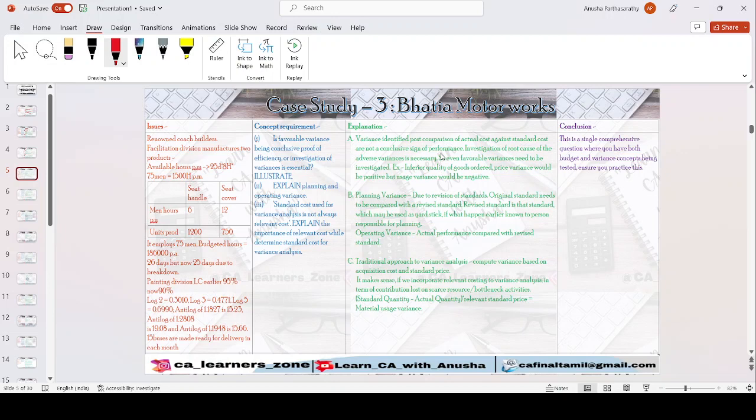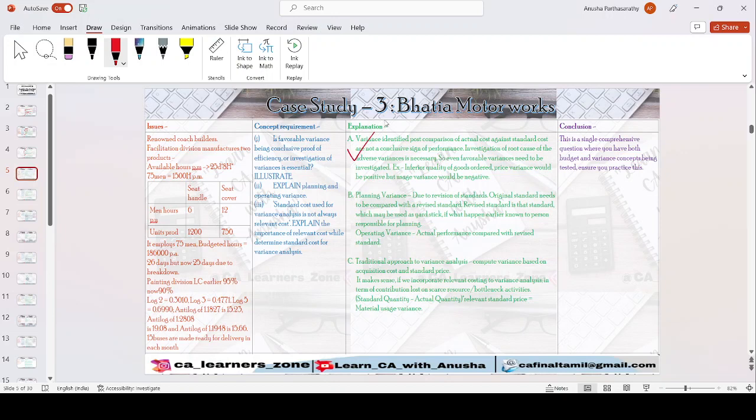Analysis is also very important because I may get a low quality product at a cheaper price. Therefore, material price variance would be absolutely positive. But material usage variance, considering the defects it produces, will be negative. So analyzing the positive variance is also very much important.